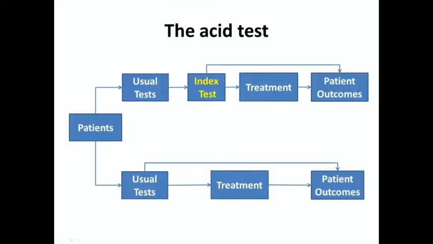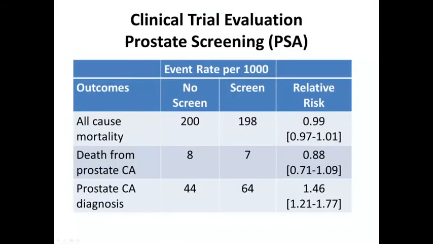So the incremental value of the last test can be difficult to determine when you're doing many tests. The acid test of what we'd really like to know is this: here we have all the usual tests that are going on. We add an additional test, and we'd like to see how patient outcomes differ in the upper group versus the lower group. But such studies are rarely done.